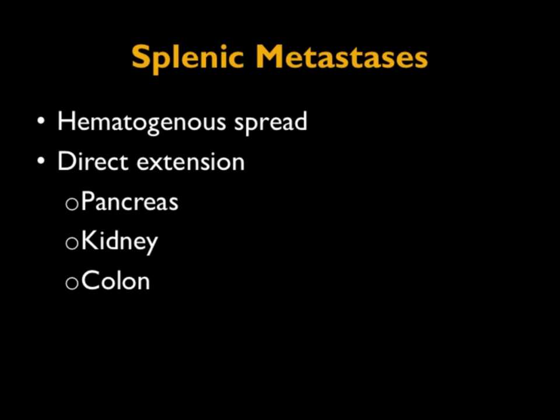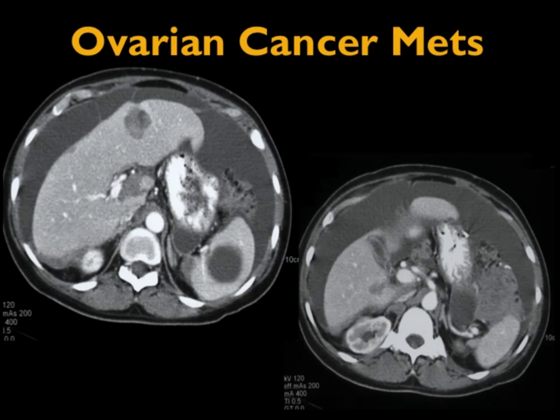When you look at splenic metastasis, you also could think about it in many ways. You can think about hematogenous spread, you can think about direct extension. And that's really where you're thinking, because now you're thinking about colon and kidney.